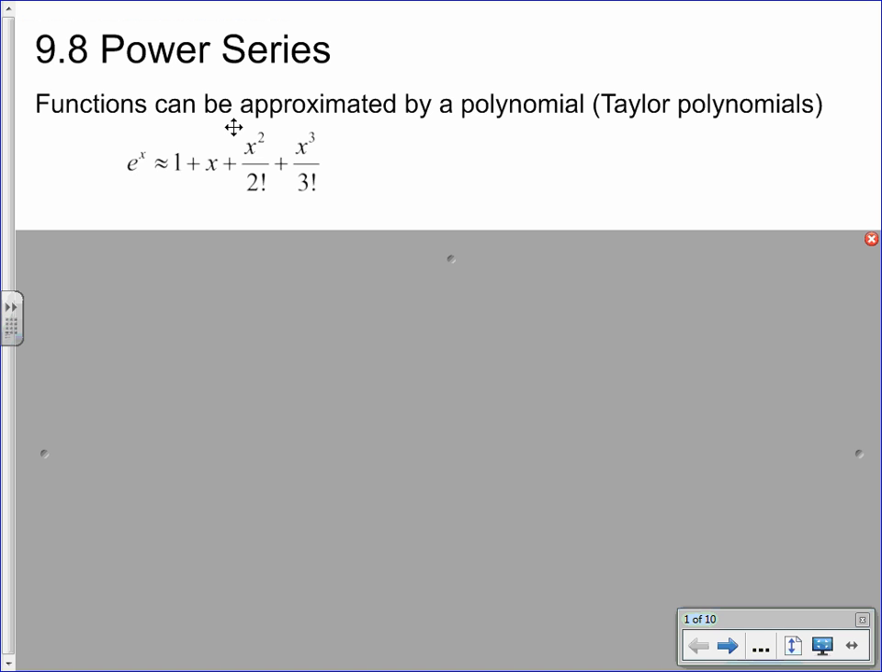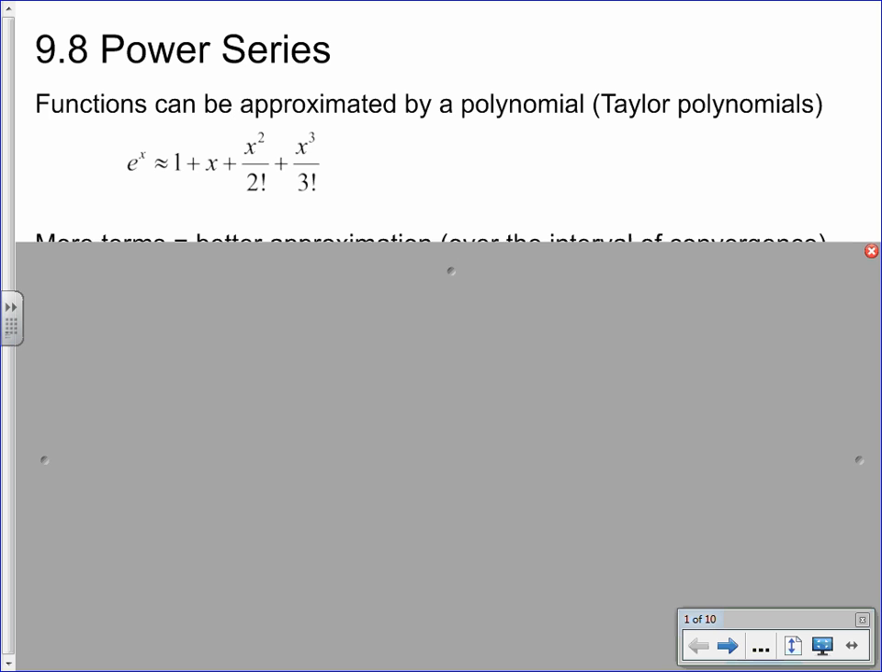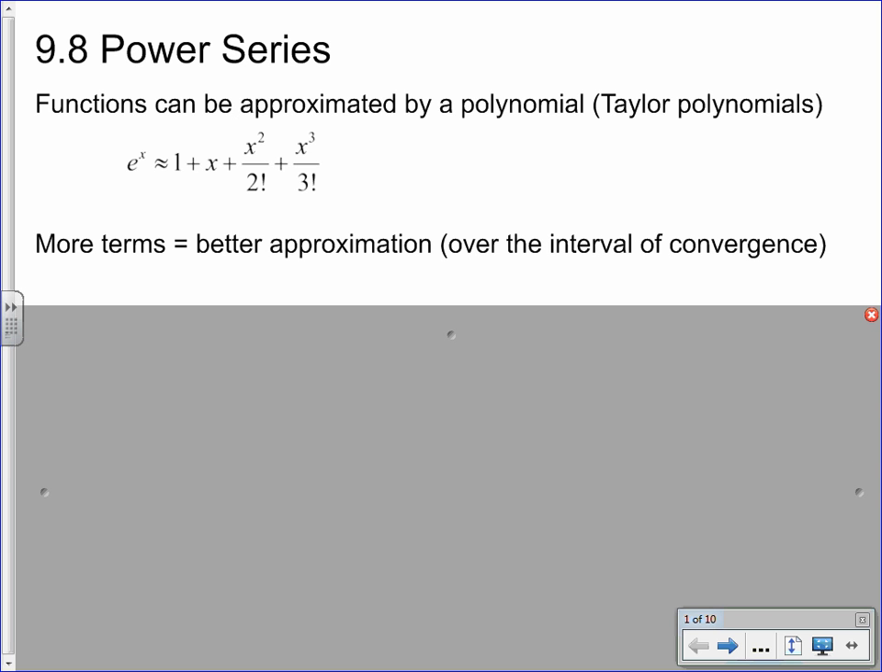Okay, John. So functions can be approximated with Taylor polynomials. The more terms, the more accurate. Now, side note: the more terms, the more accurate within the interval of convergence. And we'll talk about what that means, well, you guys kind of know what it means.